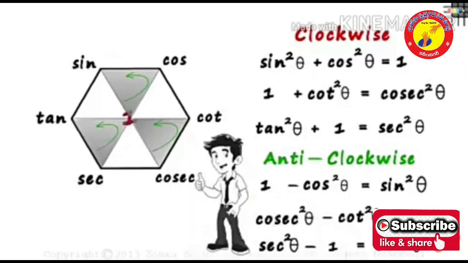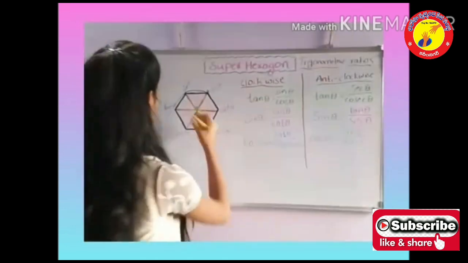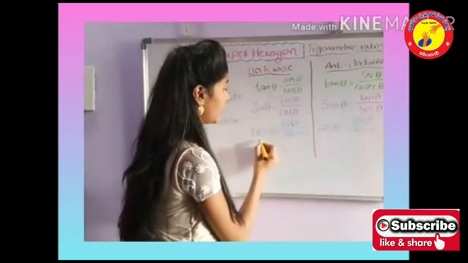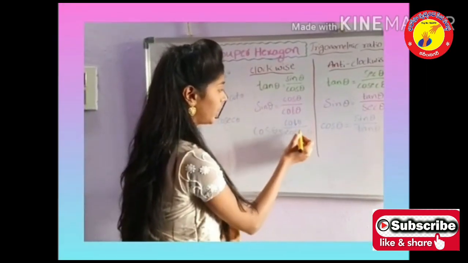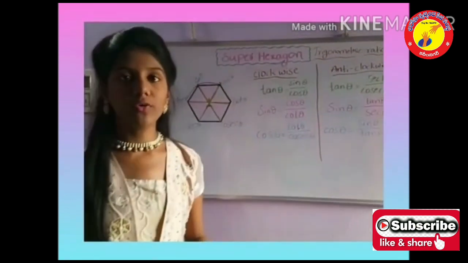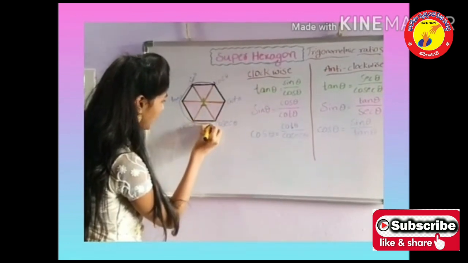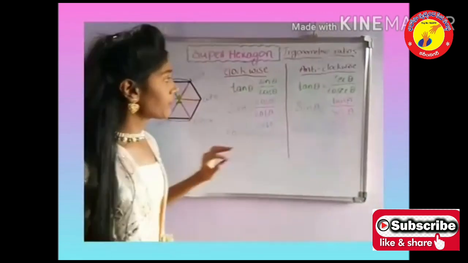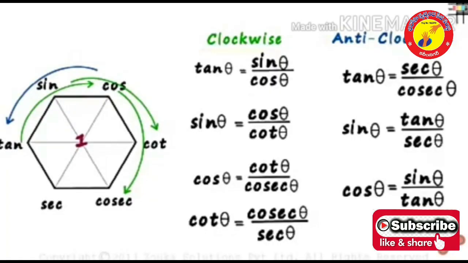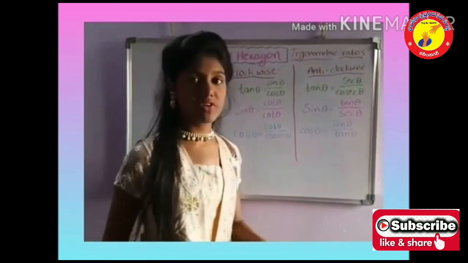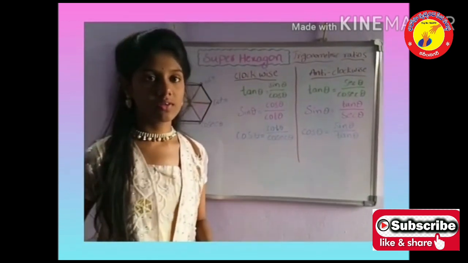Now let's see the clockwise direction. The trigonometric ratios are tan theta is equal to sin theta by cos theta, sin theta is equal to cos theta by cot theta, cos theta is equal to cot theta by cosec theta. Now let's go into the anti-clockwise direction. Tan theta is equal to sec theta by cosec theta. Sin theta is equal to tan theta by sec theta. Cos theta is equal to sin theta by tan theta. These are the clockwise and anti-clockwise directions of trigonometric ratios.